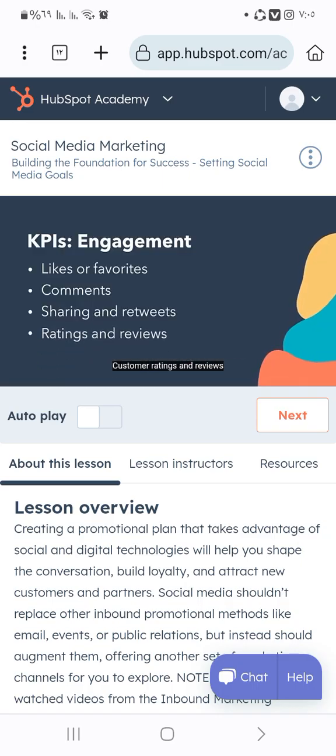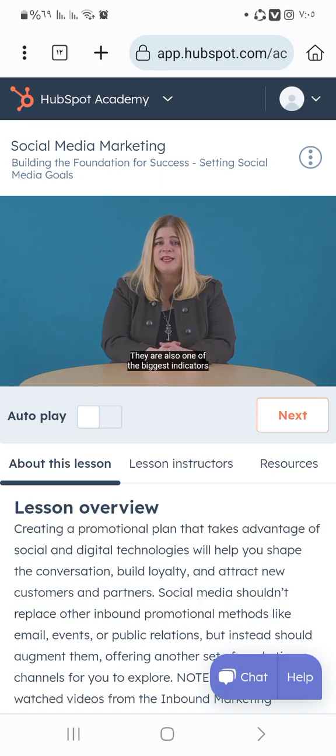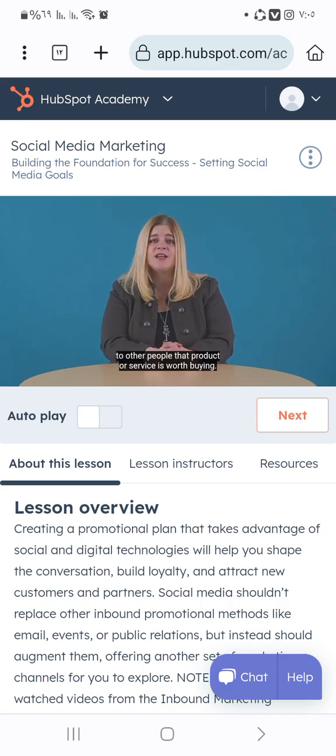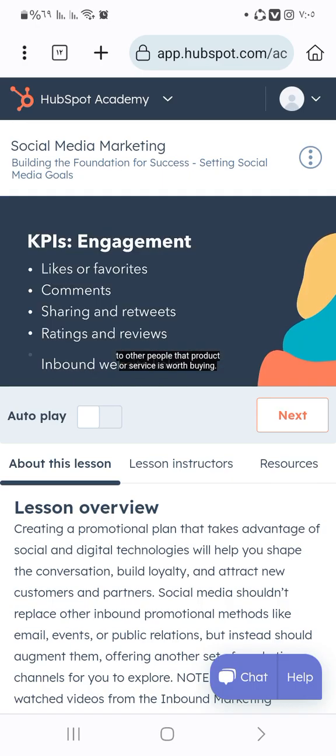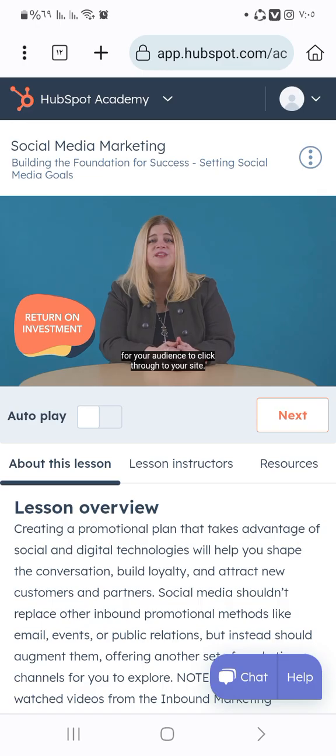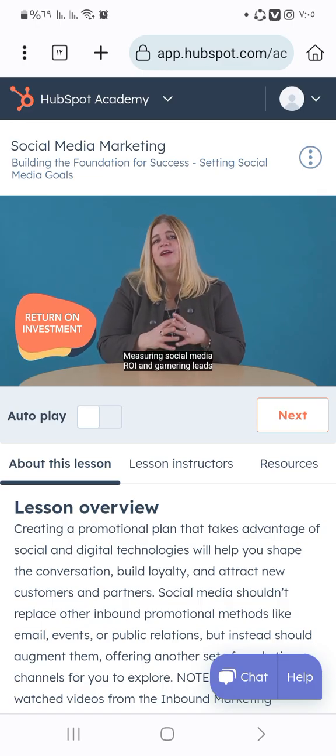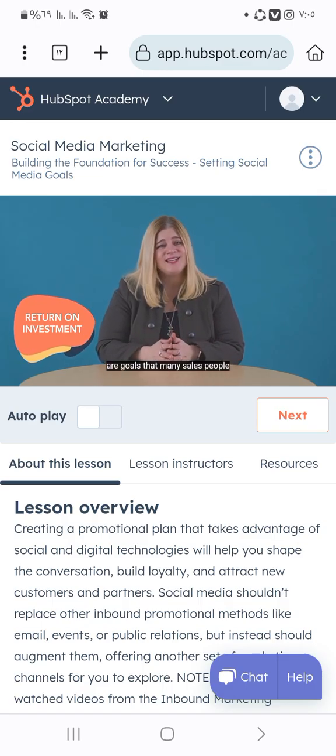Customer ratings and reviews demonstrate strong engagement and opinion. They are also one of the biggest indicators to other people that a product or service is worth buying. Inbound website links from social media show that your content is interesting enough for your audience to click through to your site.